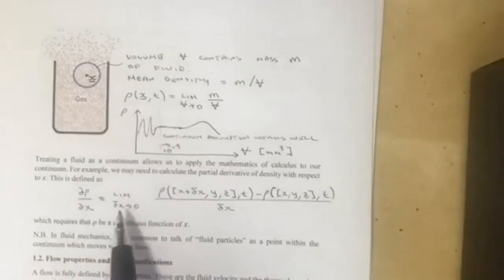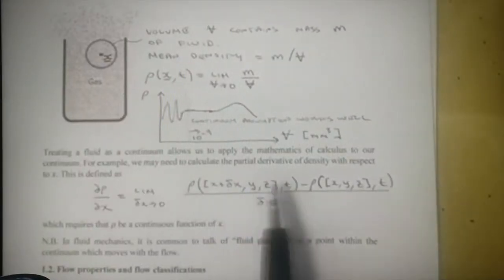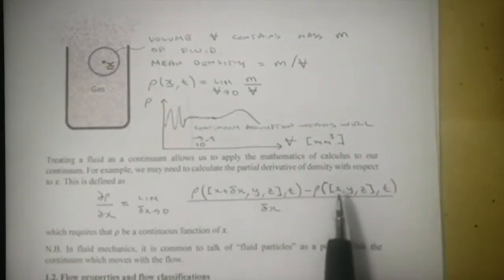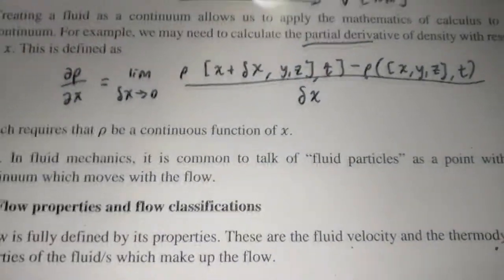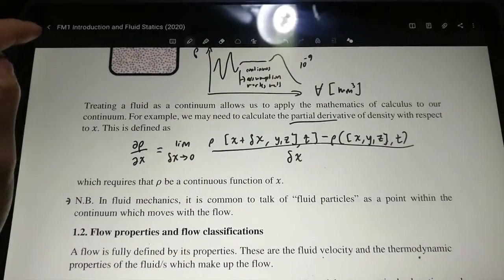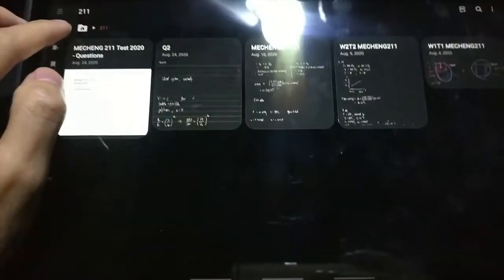So you'll see that if we're going to apply calculus to our flow property, it needs to be continuous because we need to be able to evaluate our rho function, our density function, at 2 points which are an infinitesimally small distance apart. So here we're evaluating the density at location x and also at x plus delta x, where delta x tends to 0. So in order to evaluate this derivative, we need density to be continuous.